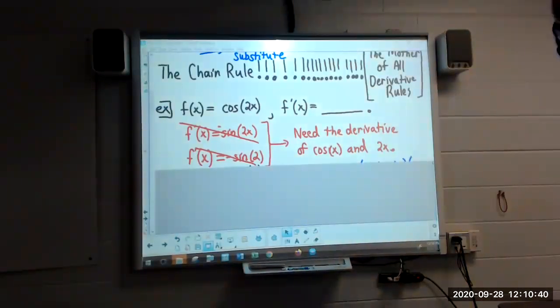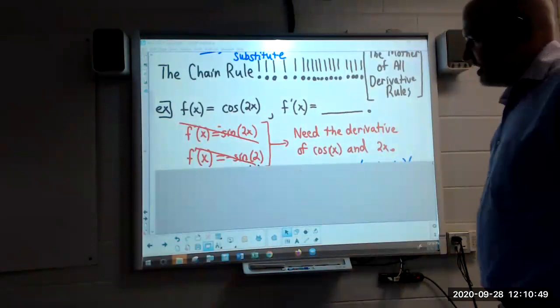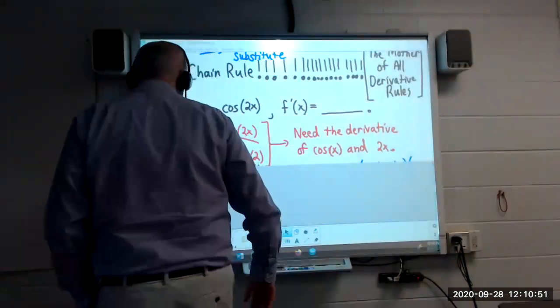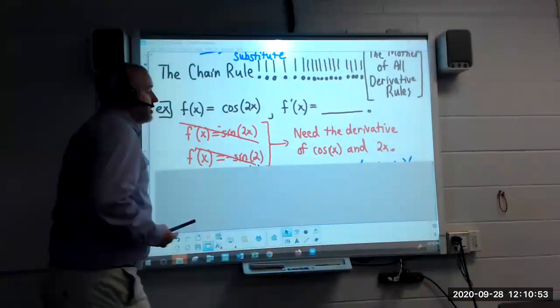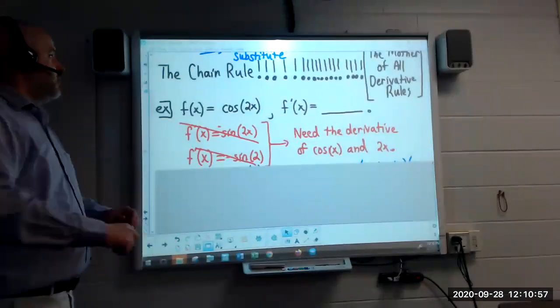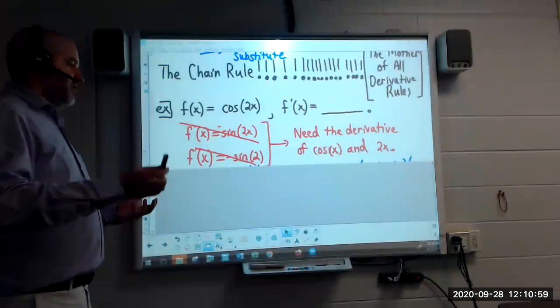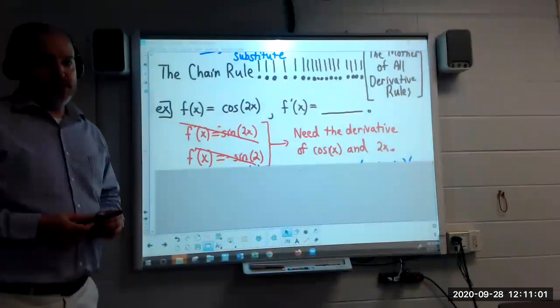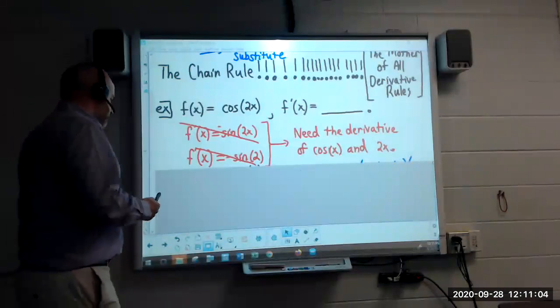And we're back with the chain rule, the mother of all derivative rules. And we did guess and check for f of x equals cosine of 2x. And maybe you guessed it right, maybe you didn't. Either way, it's not important. The important thing, when it comes to the chain rule, is we need to take the derivative of whatever function we're substituting into the function, as well as the function that we substitute into. That's the big idea here.